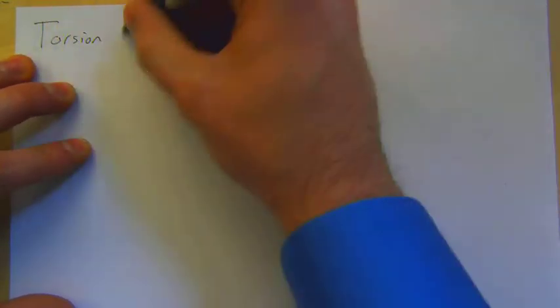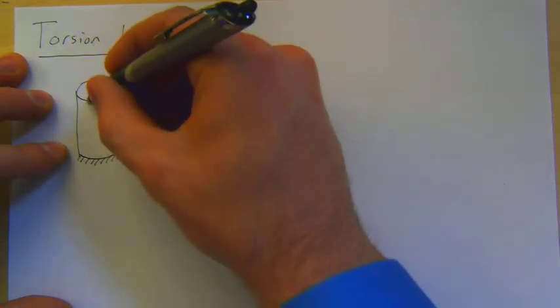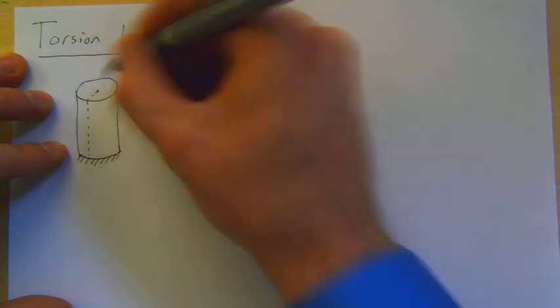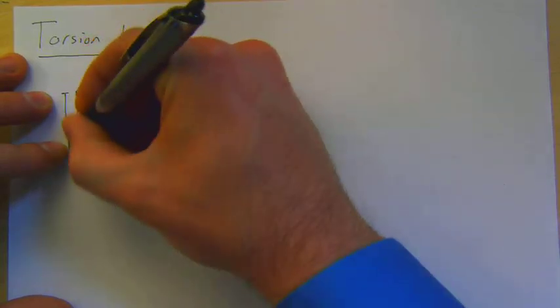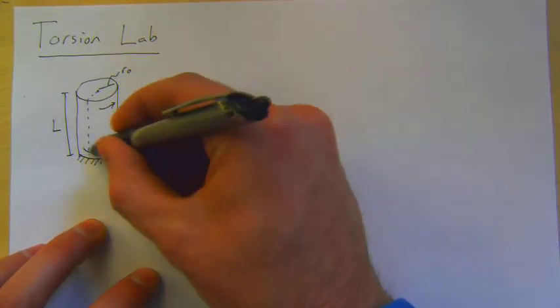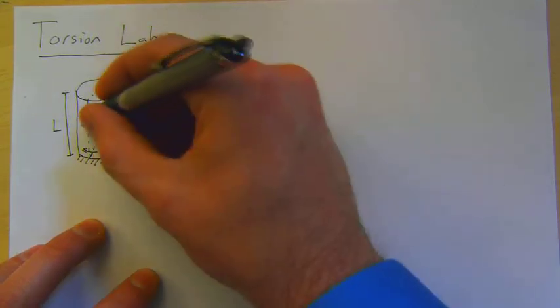So for the torsion lab, we'll start with something here. Some bar with initial radius, or outer radius, R naught, and length L, that I'm going to be applying some torque T to. When I apply that torque, this body is going to twist. That twist is going to have some gamma. I'm going to twist the total rod by some twist theta.